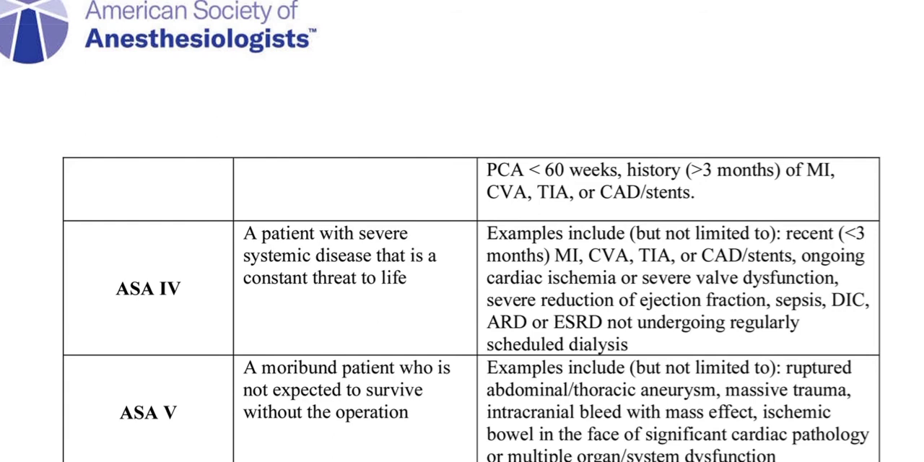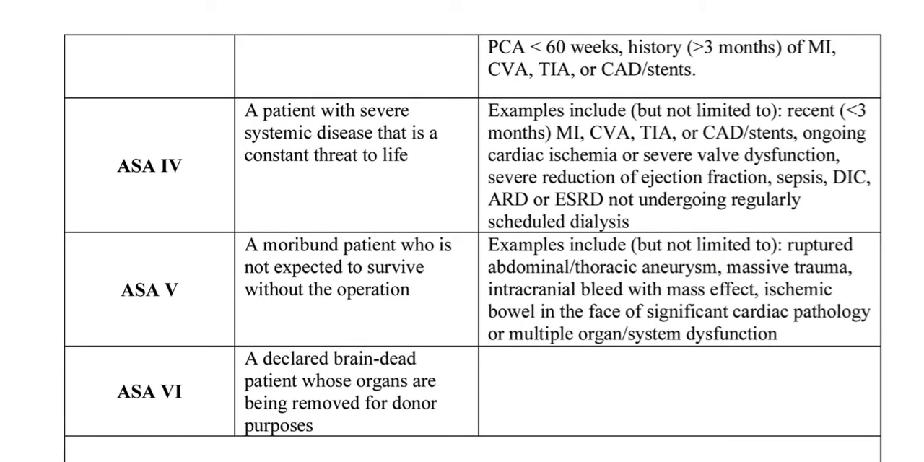So these come under ASA 4. Now ASA 5, a moribund patient who is not expected to survive without the operation. Examples include but are not limited to ruptured abdominal or thoracic aneurysm, massive trauma, intracranial bleed with mass effect, ischemic bowel in the face of significant cardiac pathology or multiple organ or system dysfunction. All these conditions need immediate operation. Without that, the patient will not survive. So this condition comes under ASA 5.